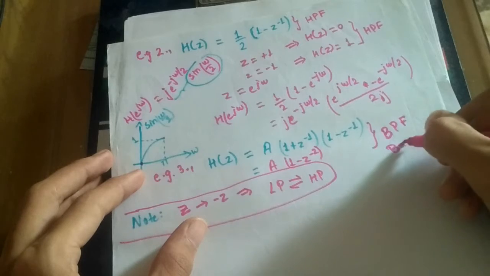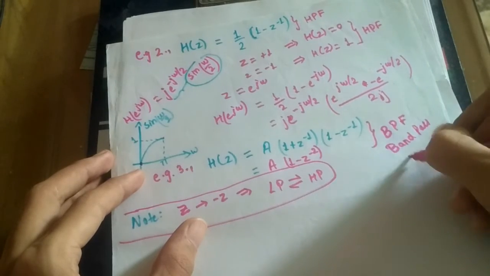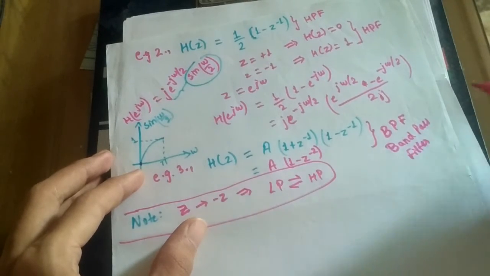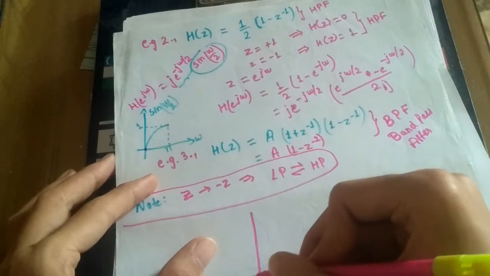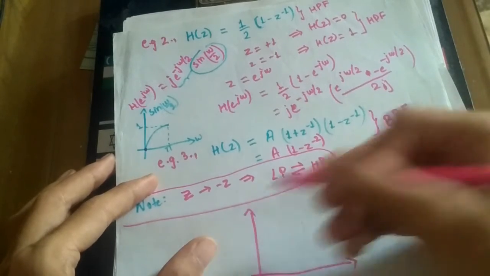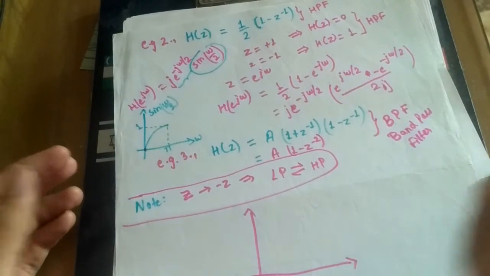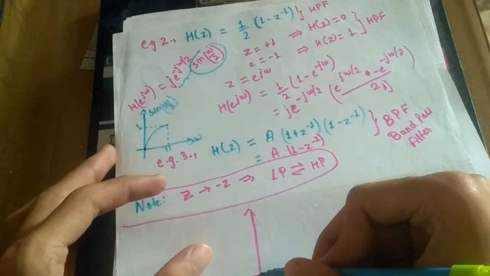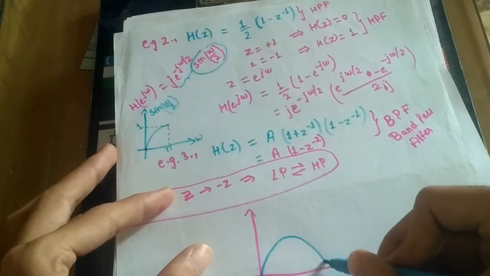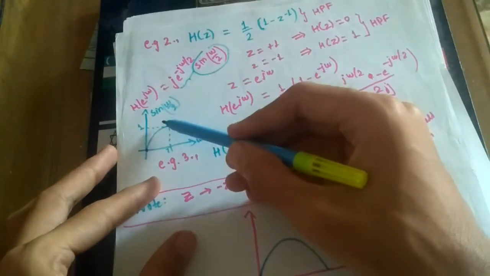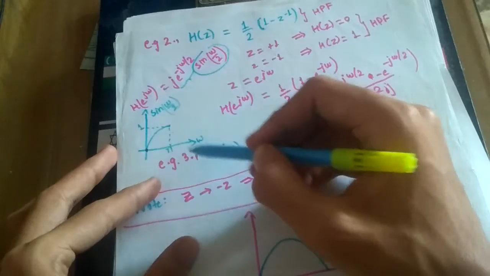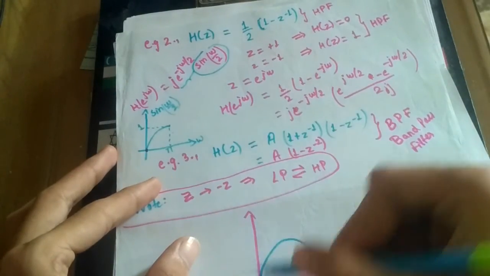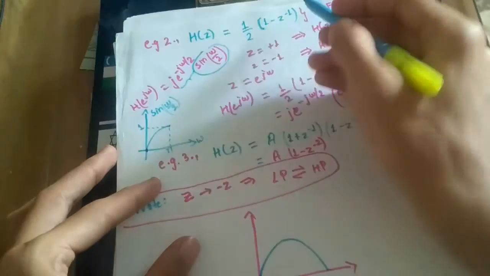Okay, let me write, it is band pass filter. And I am just showing the cascading of both of them. So first is, okay, it is like this. We are just cascading two filters, right?